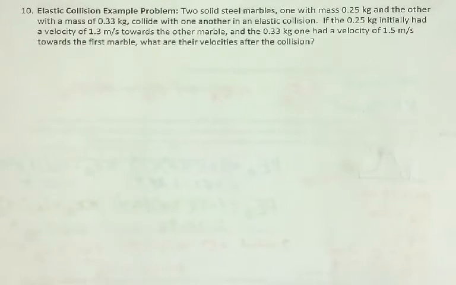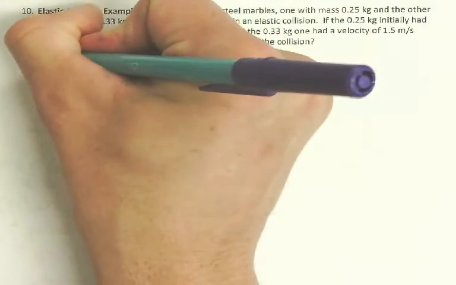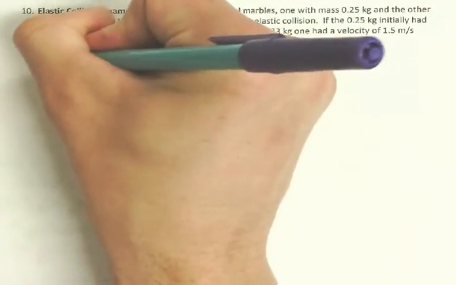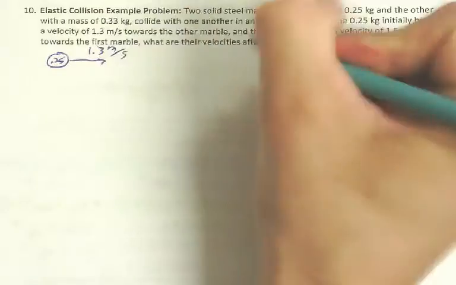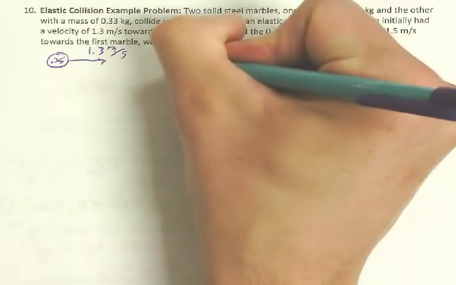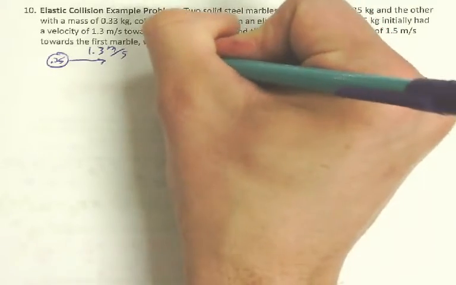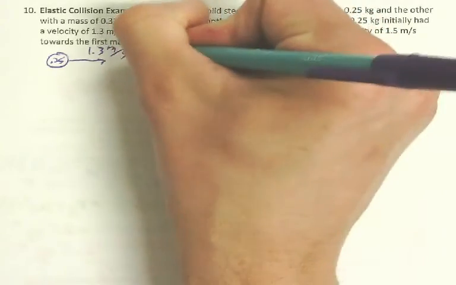So let's draw a short diagram here just to show what's happening. Here's my first marble. It has a mass of 0.25. It's going this way. It has a velocity of 1.3. The other one is going in the opposite direction. It has a mass of 0.33. It has a velocity of negative 1.5.